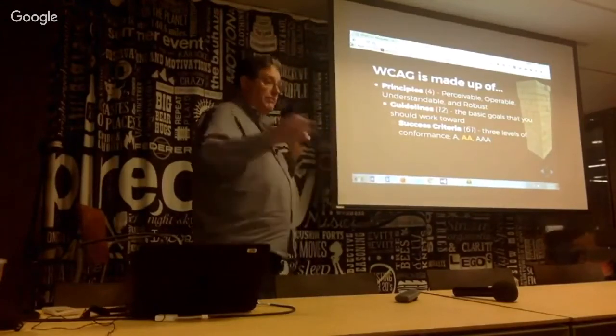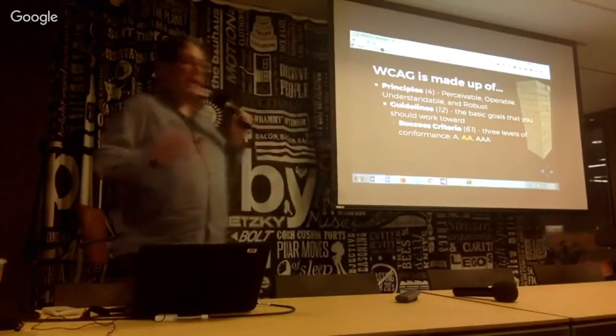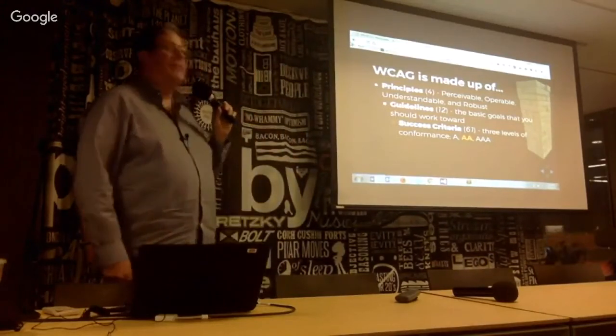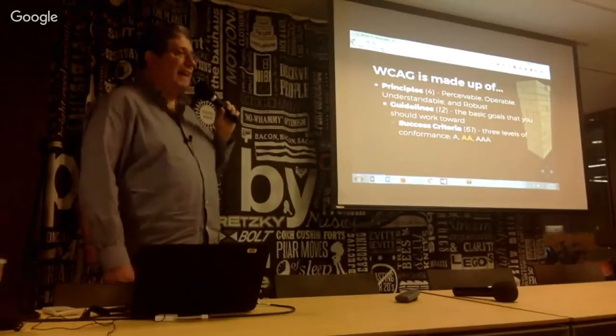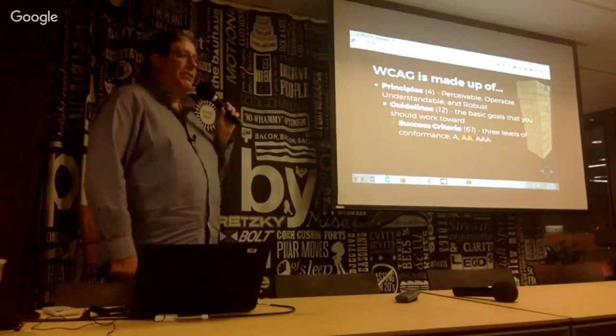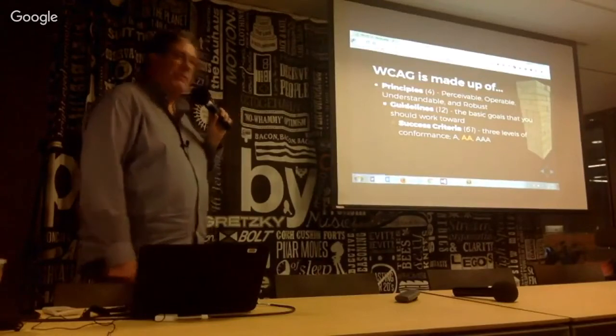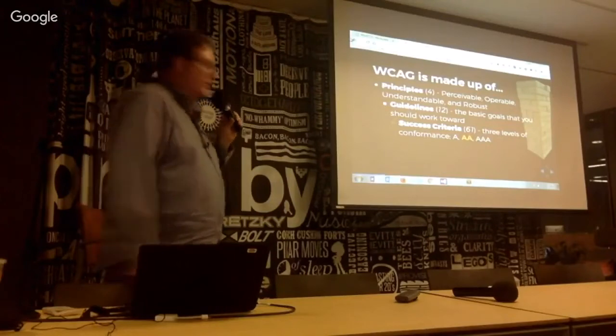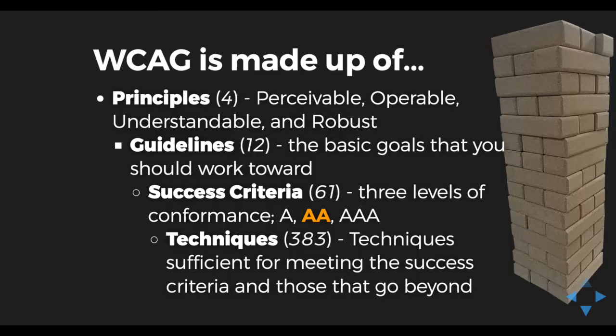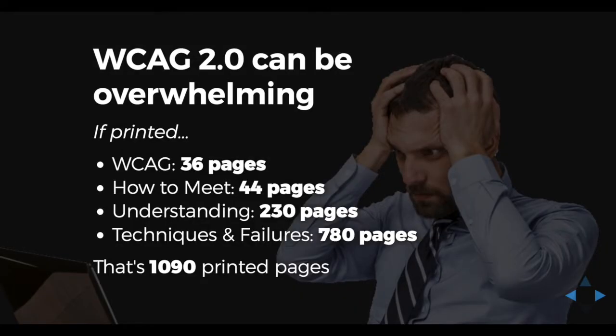I'm going to breeze through AAA, making probably snide remarks as I go along, because some of them are not ridiculous, but when you think about your work, they're almost impossible. You might be able to do a few on a page, but site-wide, forget about it. And then techniques. There's 383 techniques to be accessible. So as you can imagine now, with all that information, WCAG 2 can be overwhelming.